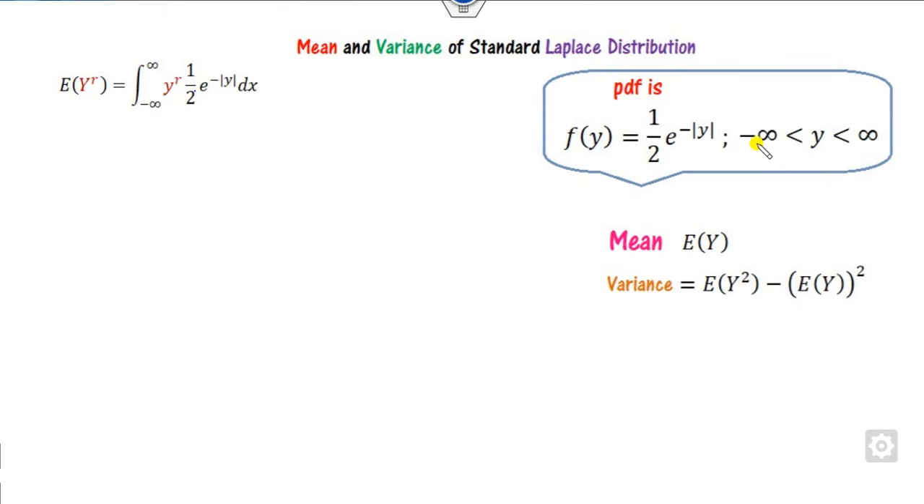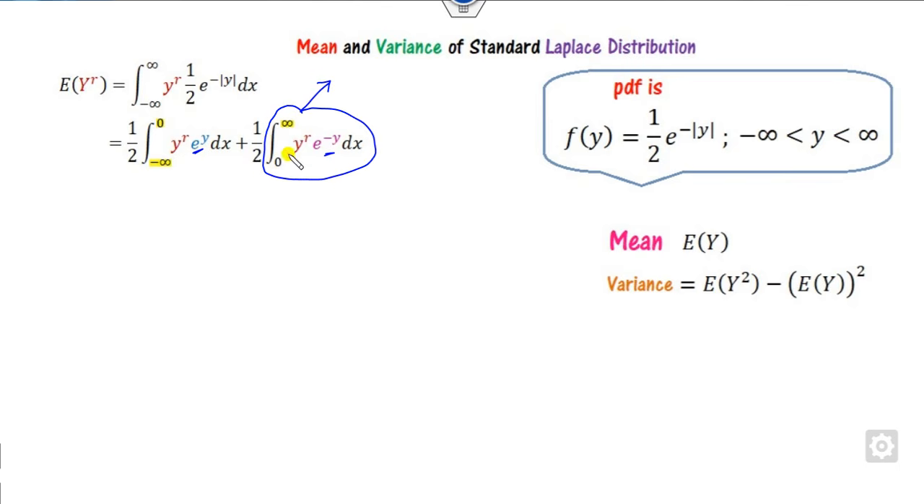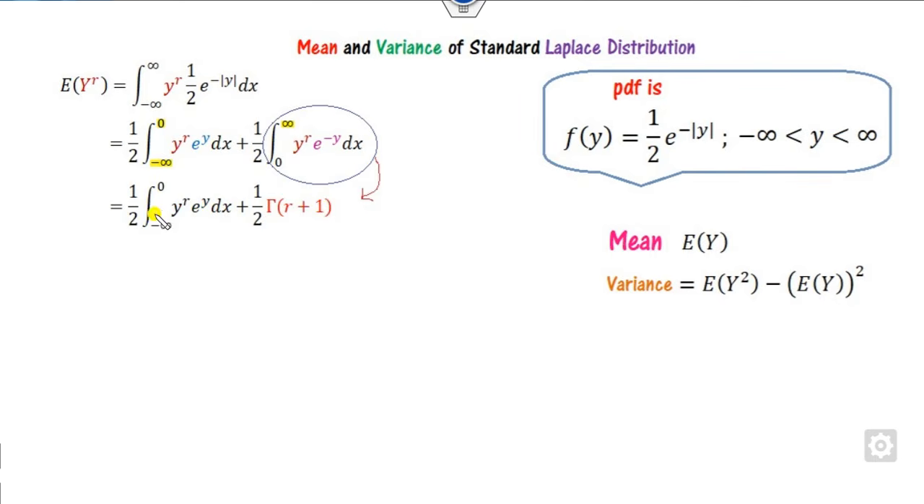Now this mod of y is from minus infinity to plus infinity, so I can split this from minus infinity to 0 and 0 to infinity. What is the value of this from minus infinity to 0? It's e raised to power y. Do you remember which function this integration gives? Yes, this is nothing but my gamma function. How can it become a gamma function? We need e raised to power minus of this variable. So if I take y as minus z, then dy is minus dz, and the limits go from infinity to 0.